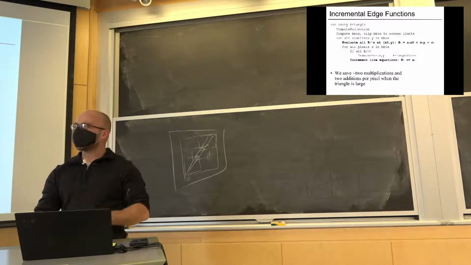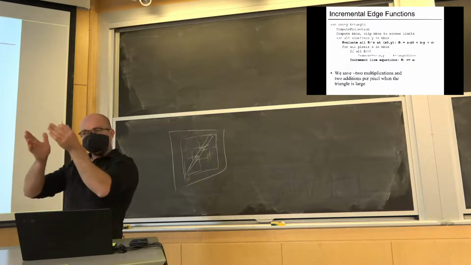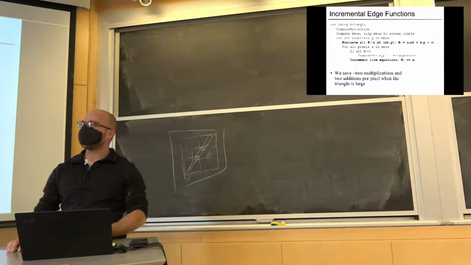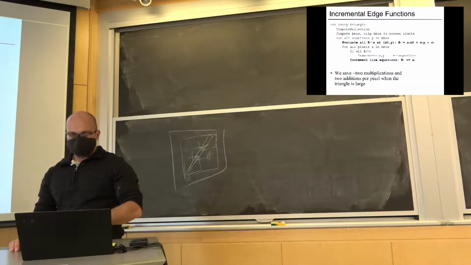In essence, what I need to do is intersect the horizontal lines on my screen with the triangle edges. So I just need to figure out the range of values where my triangle exists. This is kind of sneaky.